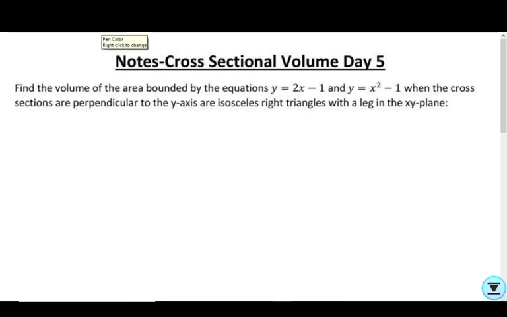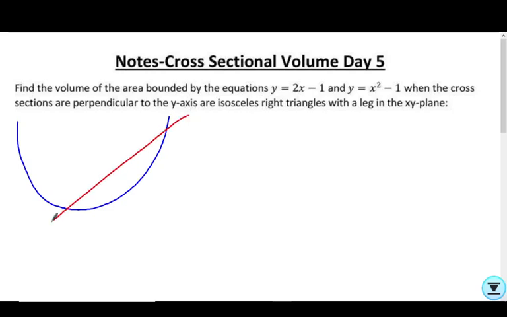So basically we're using the same functions, the same area bounded by these equations that we worked on the last time. The difference is that our isosceles right triangles are perpendicular to the y-axis. So just to give you an idea, here's my parabola, here's my linear function, okay? This is the point (0, -1). This is the point (2, 3).